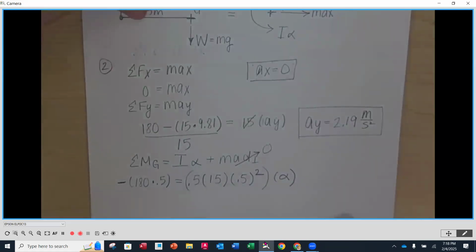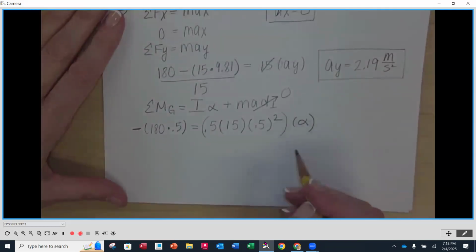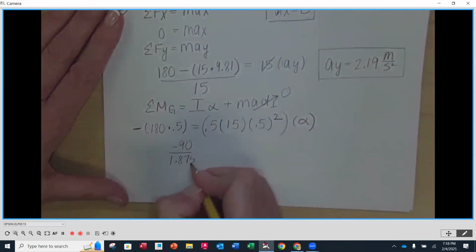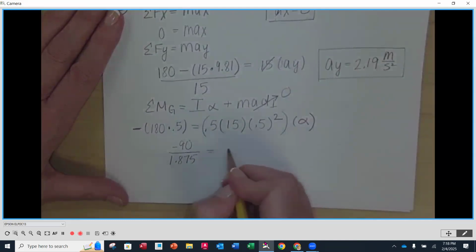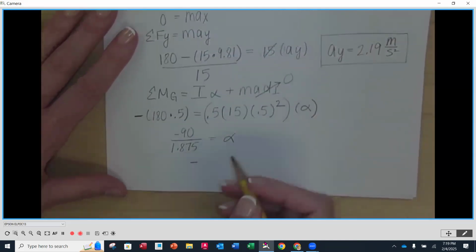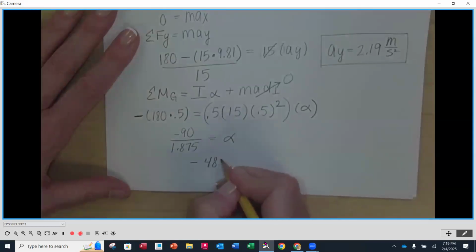All right. So now alpha is our only unknown here, so we're going to be solving for alpha. You should get -90 divided by, if we multiply these together, 1.875. It's going to be equal to our alpha. And then we have a negative 48 radians per second squared is equal to alpha.